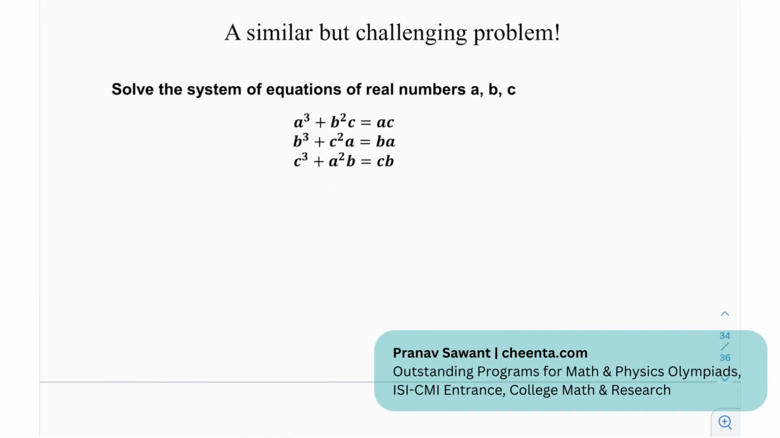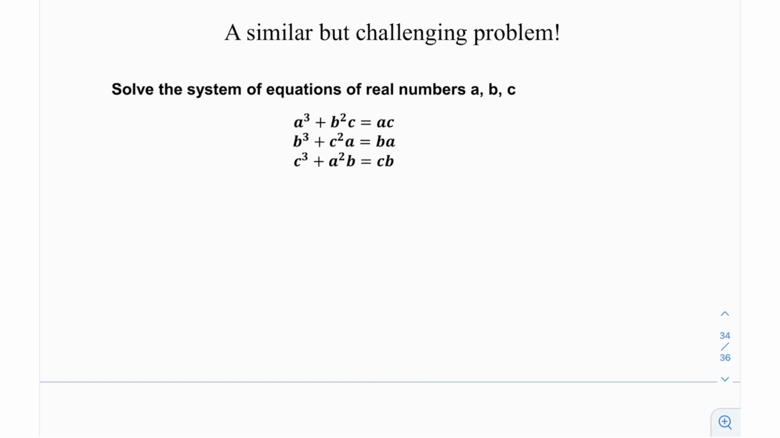Okay, so at the end we have a similar but challenging problem, and I wanted you to solve a system of equations for all real numbers a, b, and c. Right, so a, b, and c are real numbers, and maybe just try this out in the system of equations. Maybe try to exploit the symmetry over here as well. And if you're able to solve it or make any progress on it, let me know in the comment section.